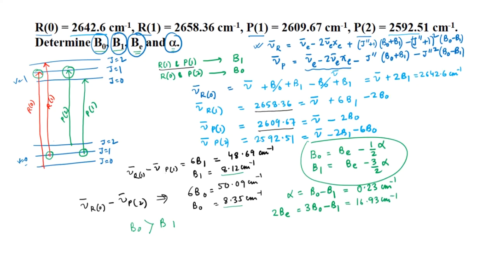From here we can write BE equals 8.47 wave numbers. This BE, as we discussed, is the hypothetical rotational constant at the bottom of the potential energy well, and so the value of BE is larger than both B0 and B1.